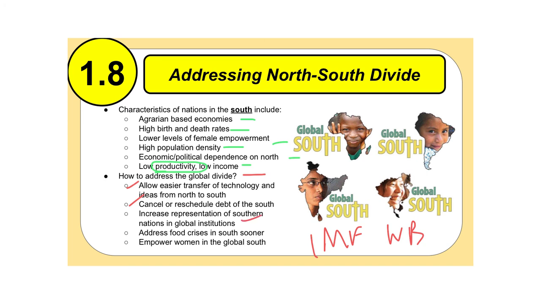We should also increase representation of southern nations in global institutions. The only way you're going to hear the voices of the marginalized is to actually put them in the group. And if everybody's continuing to complain about, well, southern nations aren't doing this, well, you're not inviting them to the party. They're not going to know that the rest of the world wants to go in a different direction if you don't invite them to the party.